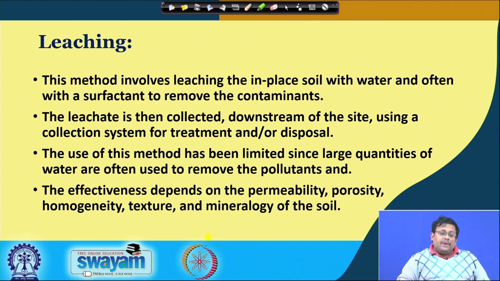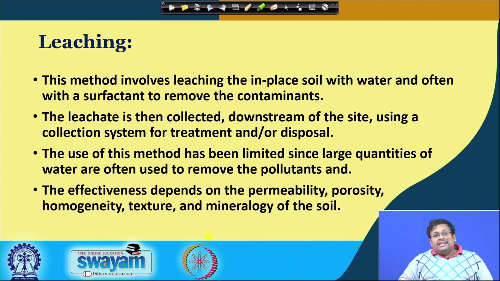Another important way of decontamination is leaching. This method of leaching basically involves leaching the in-place soil with water, or often with a surfactant, to remove the contaminants. The leachate is then collected downstream of the site using a collection system for treatment or disposal. Once we collect the leachate, it will contain a huge amount of pollutants, and these pollutants will be either further treated or disposed of.